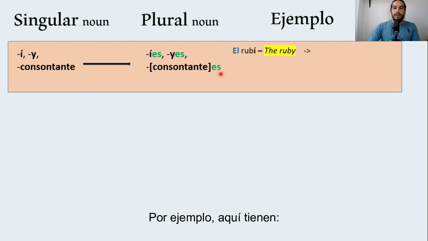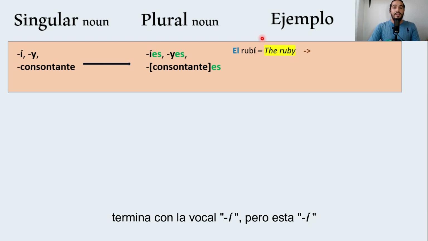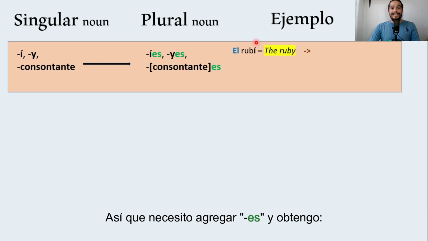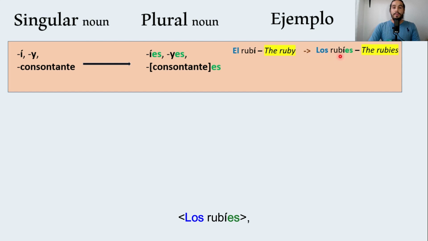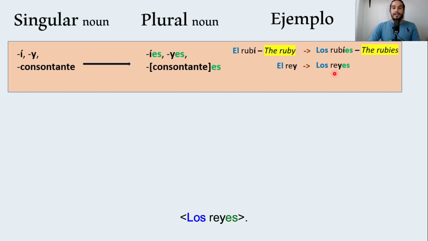For example, here you have el rubí, which means the ruby. In this case, rubí is a singular noun. It ends with the vowel E, but this E has the accent of the word. So I need to add es, and I get los rubíes, which means the rubies. We have another example, el rey. Here you have the consonant Y, so I need to add es, and I get los reyes.